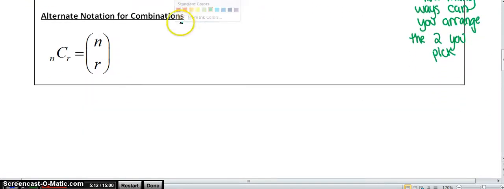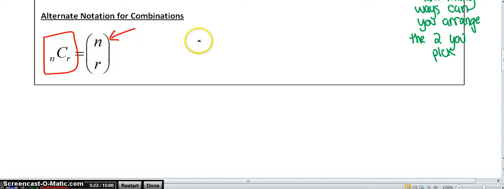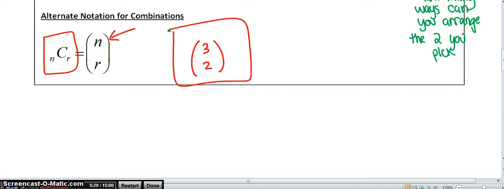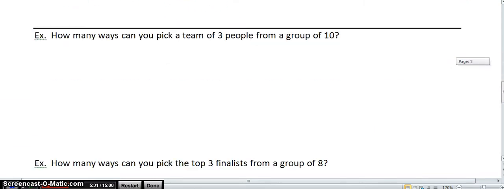Before we move on to some examples, I just want to show you some alternate notation for combinations. This one should look familiar because we talked about this in permutations, but this is another context you might see a combination in. So if I said 3 choose 2, you might see it written like this, and you should understand that this means find the combination or calculate the combination.